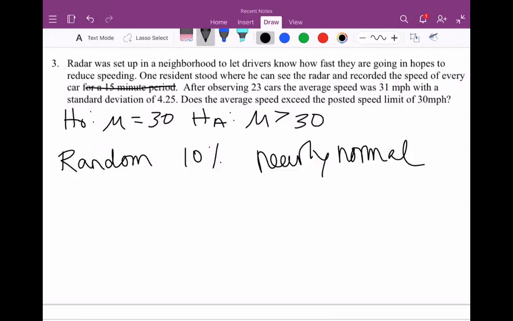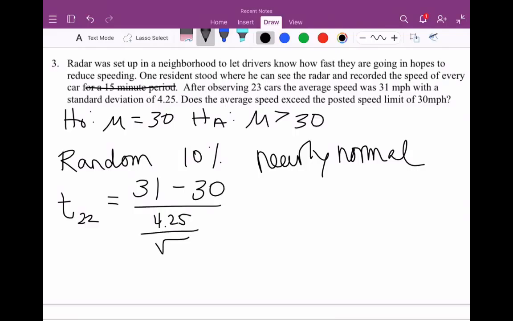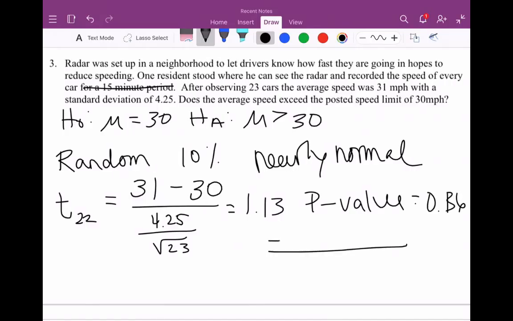In this case, the work to show for the mechanics is t sub 22, because we have 22 degrees of freedom, equals our observed mean of 31 minus our null hypothesis of 30, divided by our standard error, which is the standard deviation of our sample divided by the square root of n. And in this case, we get a t-score of 1.13. That t-score gives us a p-value of 0.136, and that would be from this diagram right here.